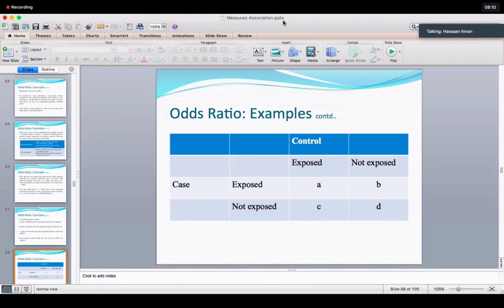At times, it's also been done if you choose your controls from within the family, or from within the household. At times, a spouse is also taken as a control, or your immediate family members are taken as controls, right? But all that matching is done to avoid the confounding factors. Now, confounding variable or confounders, we'll be having a full-fledged session on confounders and confounding.